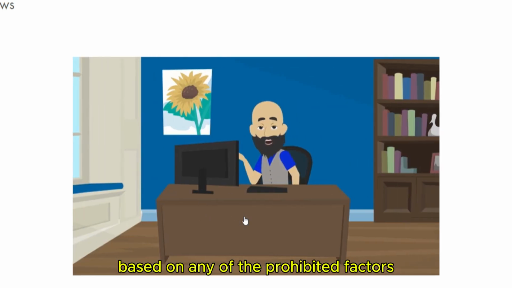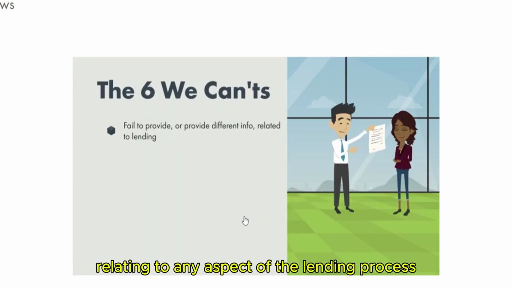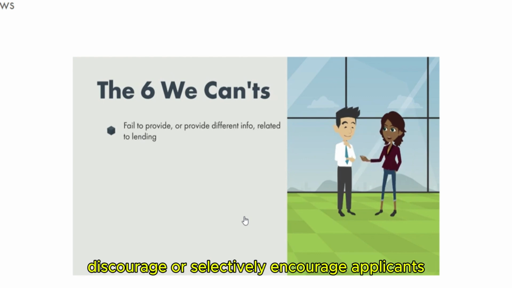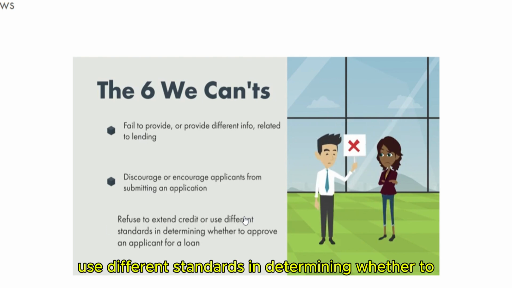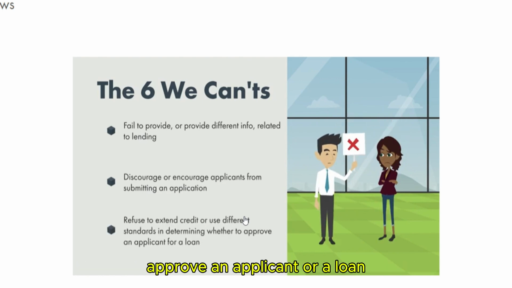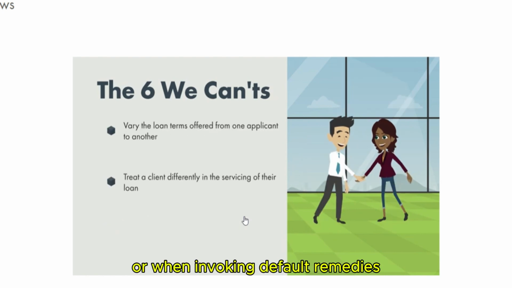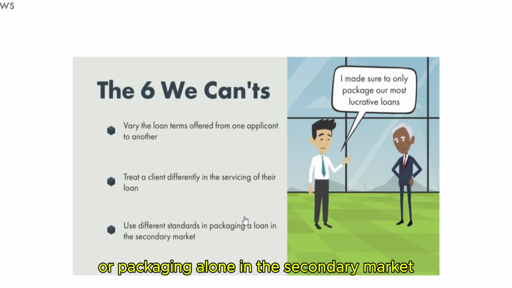Here's what can't be done based on any of the prohibited factors. The creditor cannot fail to provide different information or services relating to any aspect of the lending process, such as product availability, application procedures, and underwriting standards. Discourage or selectively encourage applicants with respect to inquiring or submitting an application, refuse to extend credit or use different standards in determining whether to approve an applicant for a loan, vary the loan terms offered from one applicant to another, treat a client differently in the servicing of their loan or when invoking default remedies, and finally, different standards can't be used for pooling or packaging a loan in the secondary market on the basis of a prohibited factor.